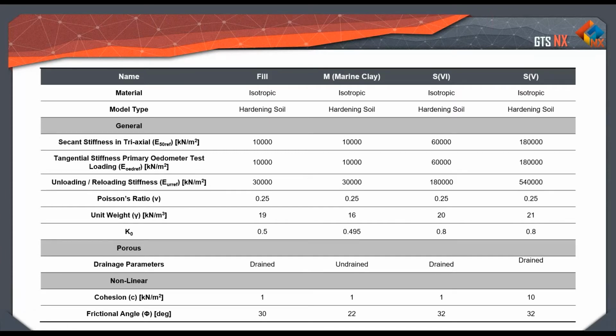Soil type is assumed to be hardening soil in this case study. And you can see the elastic modulus, cohesion, and friction angle for each soil in this table.